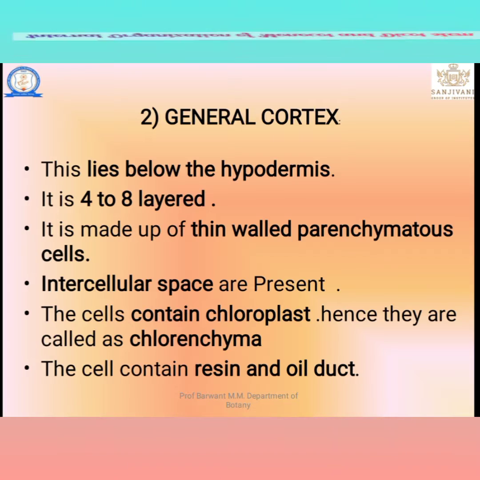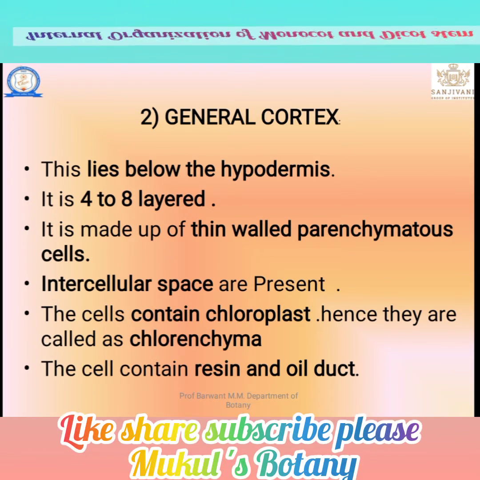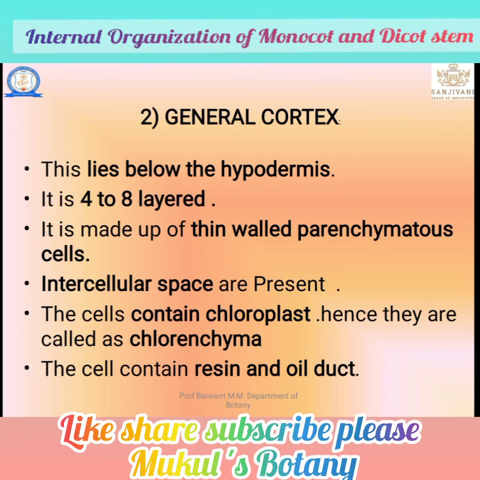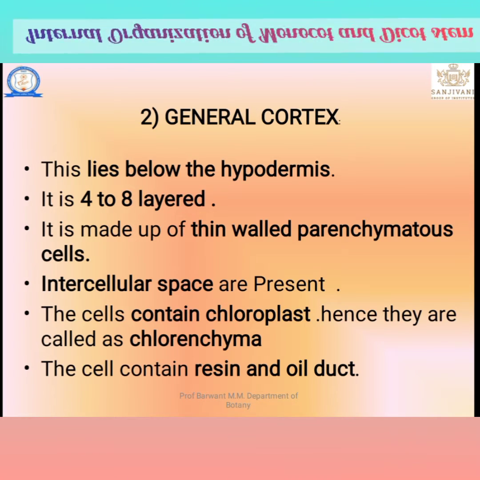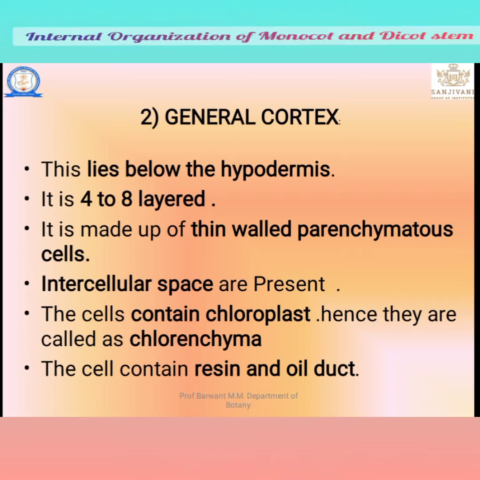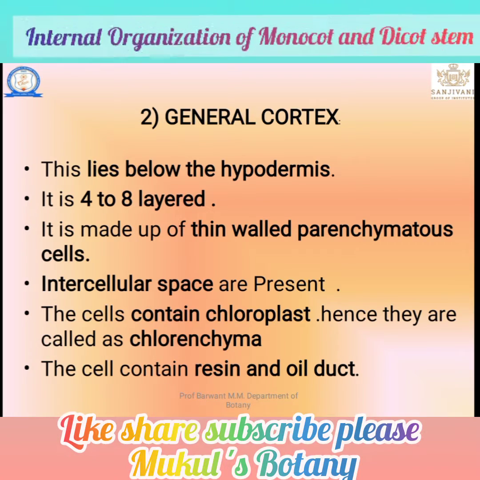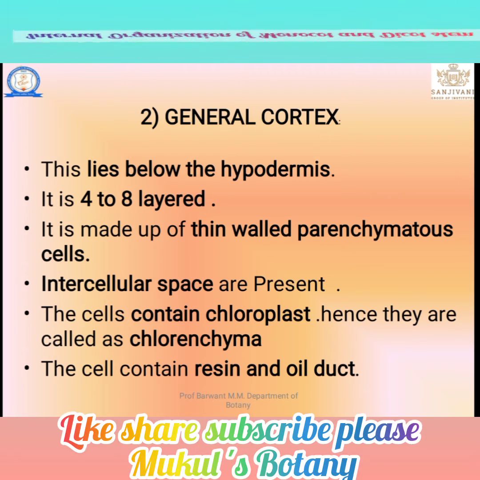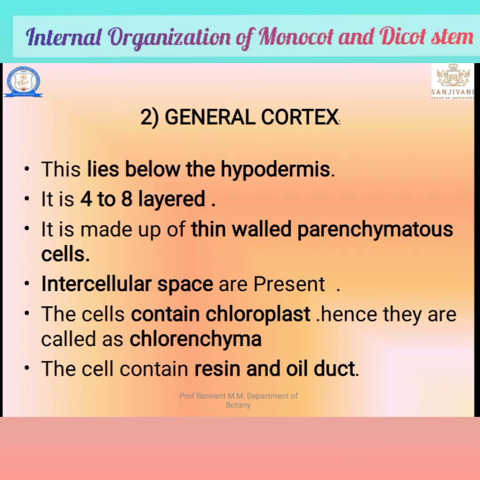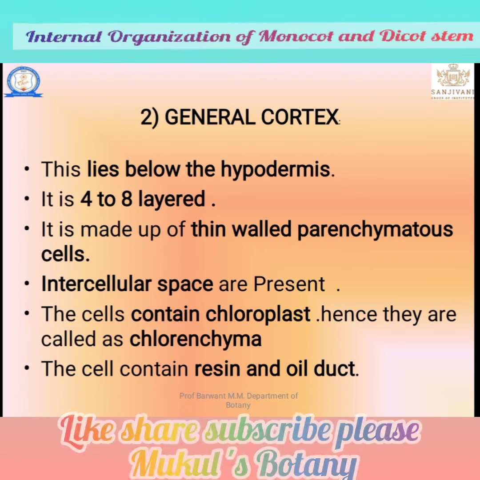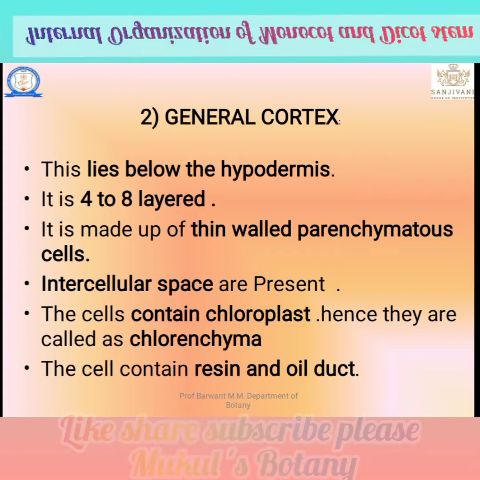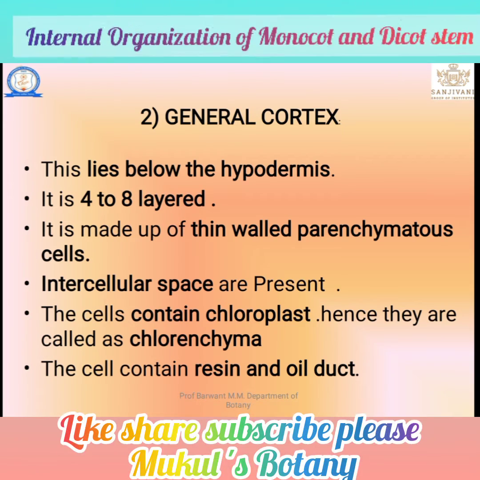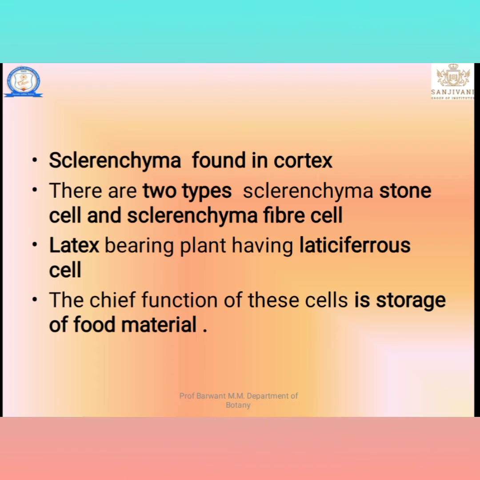Next, the general cortex. It is below the hypodermis, and it is made up of 4 to 8 layers of cells. It is made up of thin walls, and it is a parenchymatous cell. Intercellular spaces are present. Cells contain chloroplast, hence they may also be called chlorenchyma. In a dicot stem, some stems are green. That means in that cortex chloroplast is present, due to which it acts as chlorenchyma. It contains resin and oil ducts. Those are the characteristics of the general cortex.